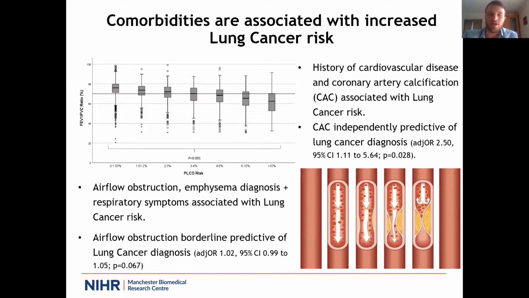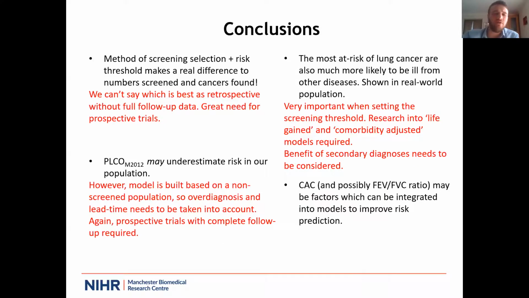So very quickly, just to conclude, we showed that the methods of screening selection and the risk threshold used with your risk prediction models makes a real difference to the numbers screened and the cancers found. And again, we can't say which is best because it's a retrospective analysis, but it really highlights the need as the NHS is rolling out more and more lung cancer screening pilots across the country. There's a real need for prospective trials looking at what is the most effective risk model and what is the most effective risk threshold as well.